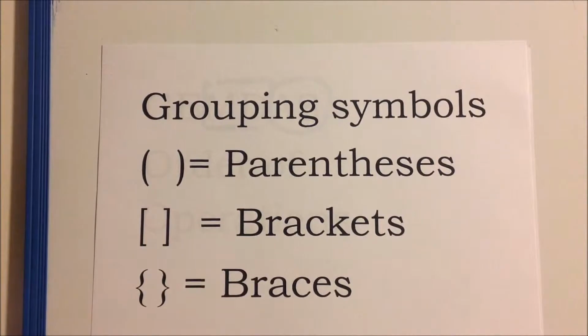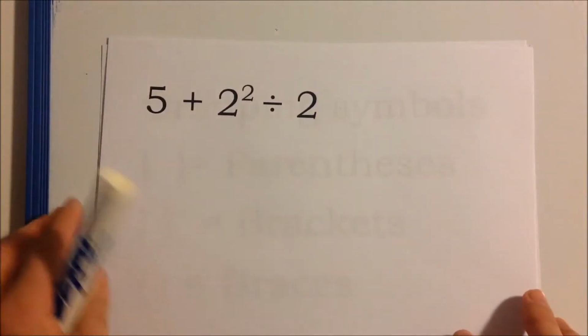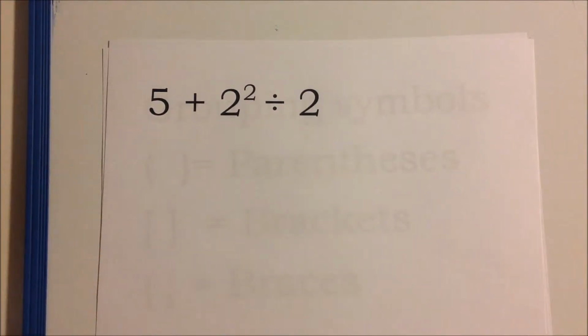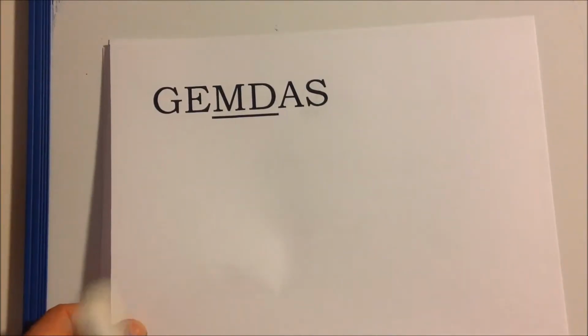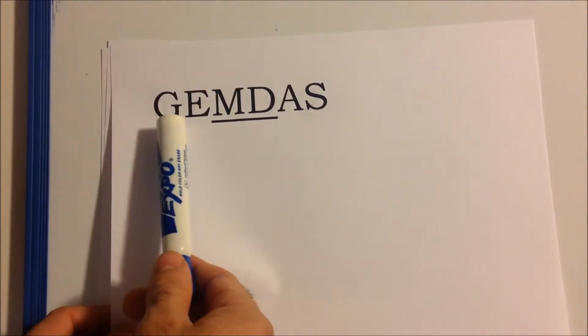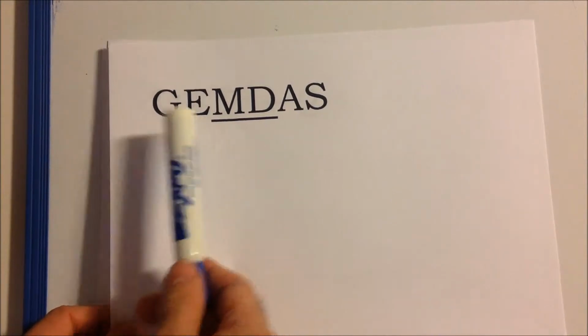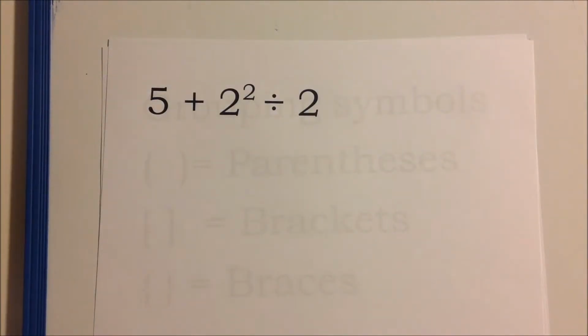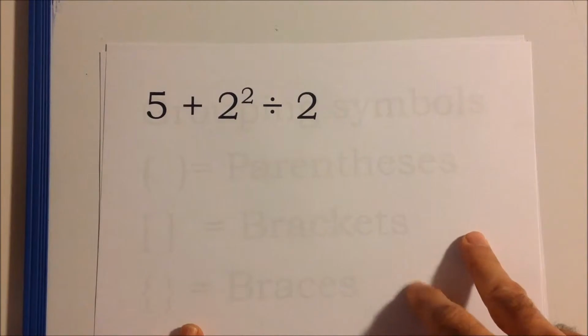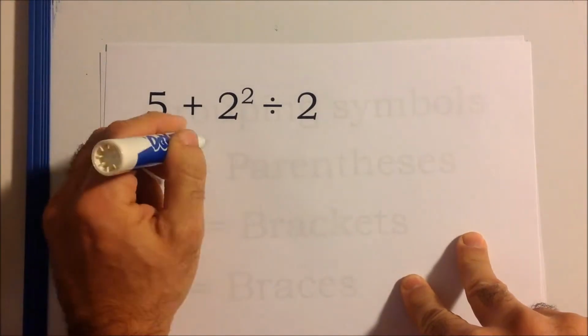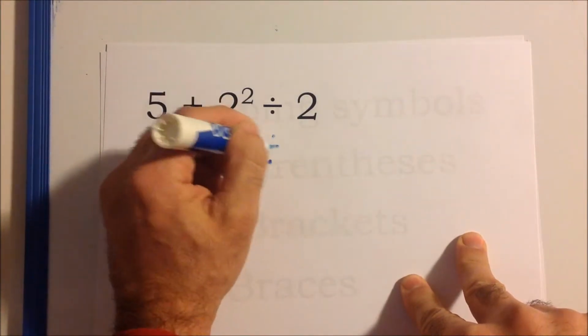Let's begin in order of operation. See if you can do this problem. This says 5 plus 2 squared divided by 2. Which will you do first? Well, according to GEMDIS, we want to do exponents first if we see them. We don't see any grouping symbols, so we want to do exponents. And 2 squared is 2 times 2. So 2 times 2 is 4. So we'll have 5 plus 4 divided by 2.